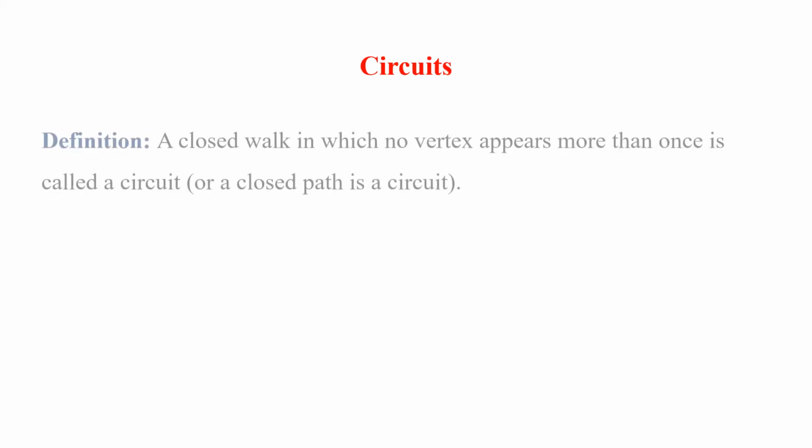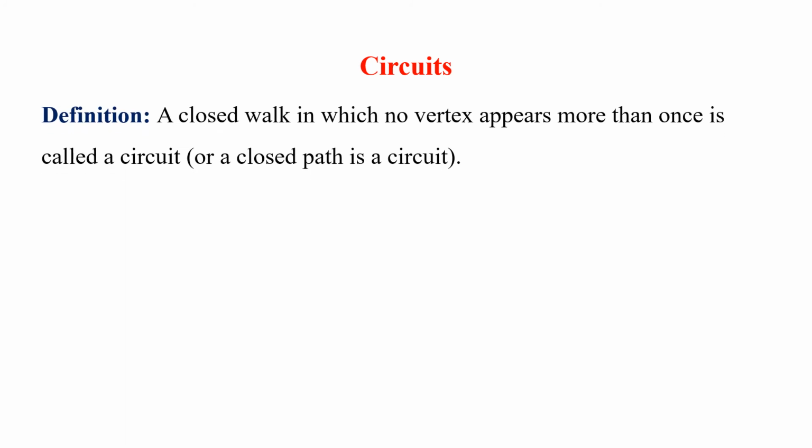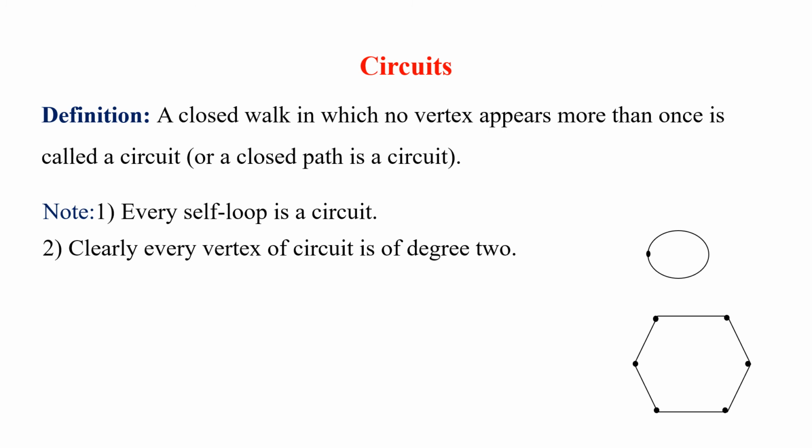Circuits. Definition: a closed walk in which no vertex appears more than once is called a circuit, or a closed path is a circuit. That is, a path with the same end vertices. We have an example here. This is a hexagon with 6 vertices. Now we observe that each vertex is of degree 2, that is, each vertex is incident with 2 edges. And here is another example of a closed path, that is a circuit, a self-loop. A self-loop is always a circuit, and clearly every vertex of a circuit is of degree 2.